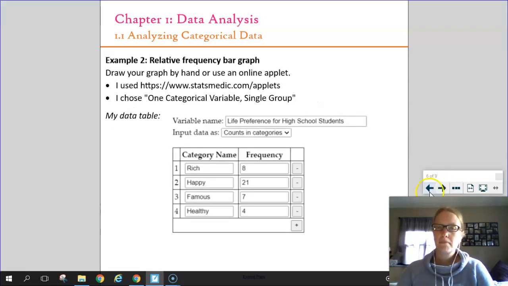Here you can see my counts for frequency. 8 students responded that they would prefer to be rich, 21 happy, 7 famous, and 4 healthy.